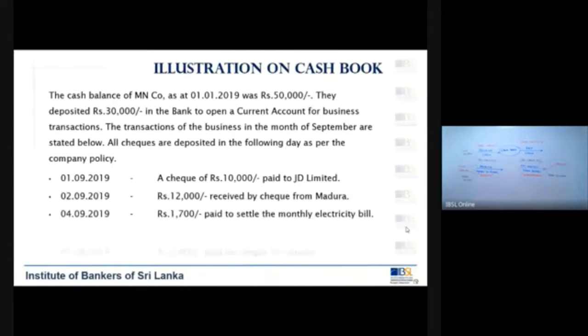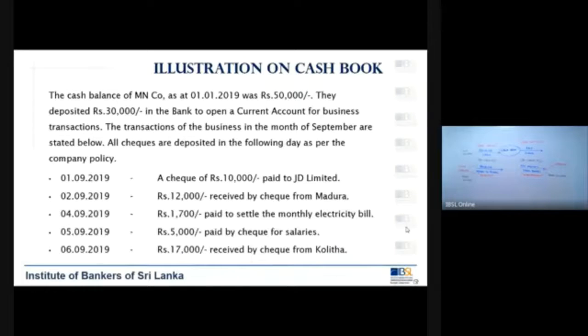Okay, so can we look at this question now? The cash balance of MN Company as at 1/1/2019 was rupees 50,000. They deposited rupees 30,000 in the bank to open a current account for business. The transactions of the business in the month of September are stated below. All checks are deposited in the following day as per the company policy.